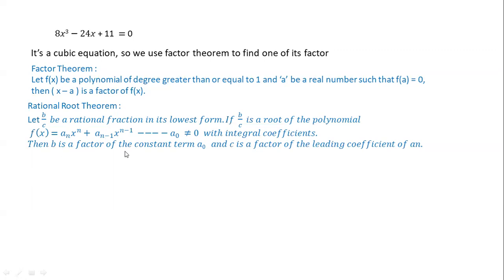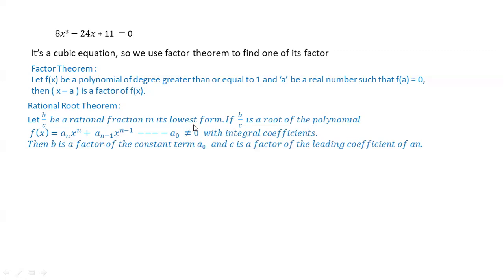Then b is a factor of the constant term. That means the numerator will be a factor of the constant term a0, and the denominator c is a factor of the leading coefficient an. Which is the leading coefficient? This is an, the leading coefficient. So the numerator and denominator will be in this form: a factor of this number in the numerator and a factor of this number in the denominator.